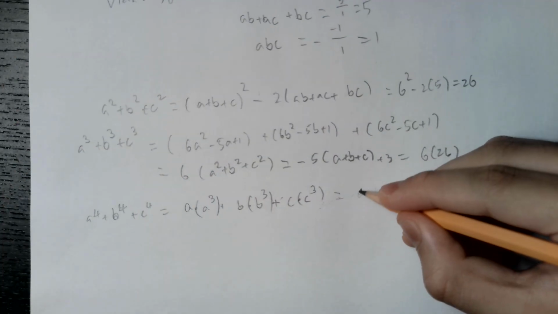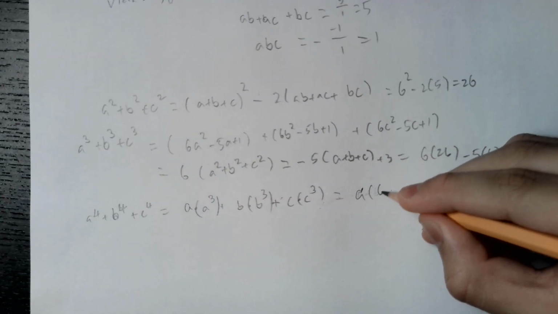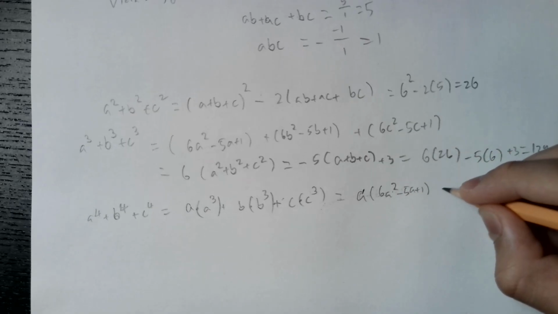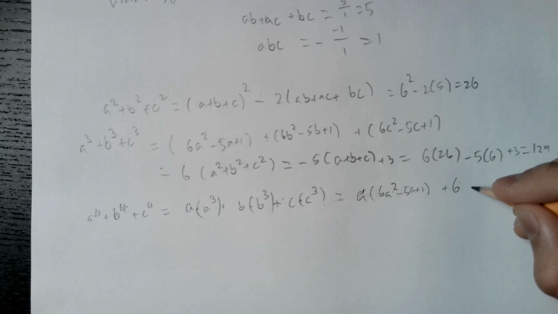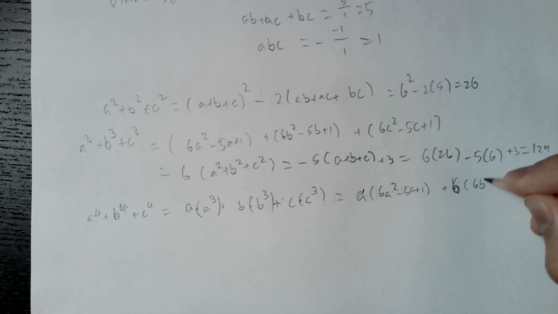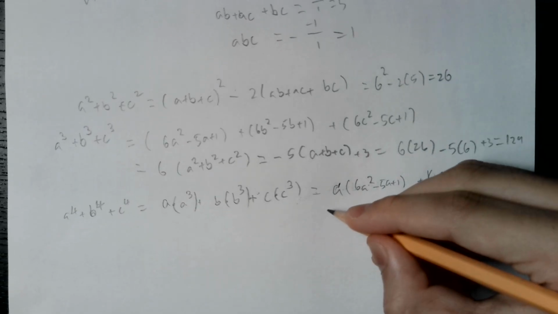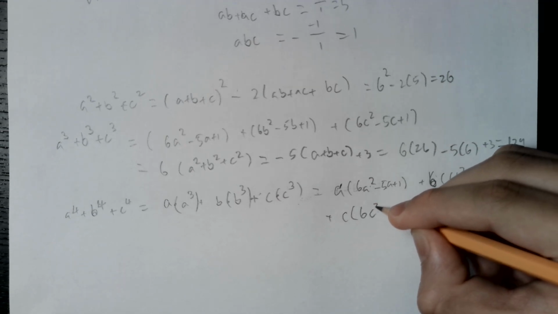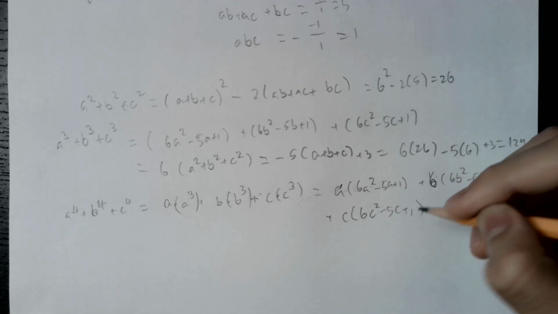You can then expand it, so a times 6a squared minus 5a plus 1 plus, sorry, not 6, b times 6b squared minus 5b plus 1, and then I have to go down the line, plus c times 6c squared minus 5c plus 1. Sorry there, I messed up.